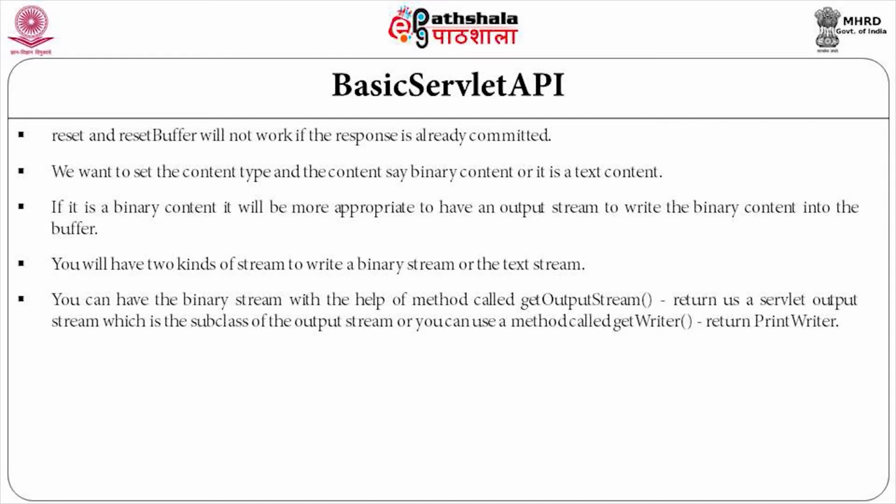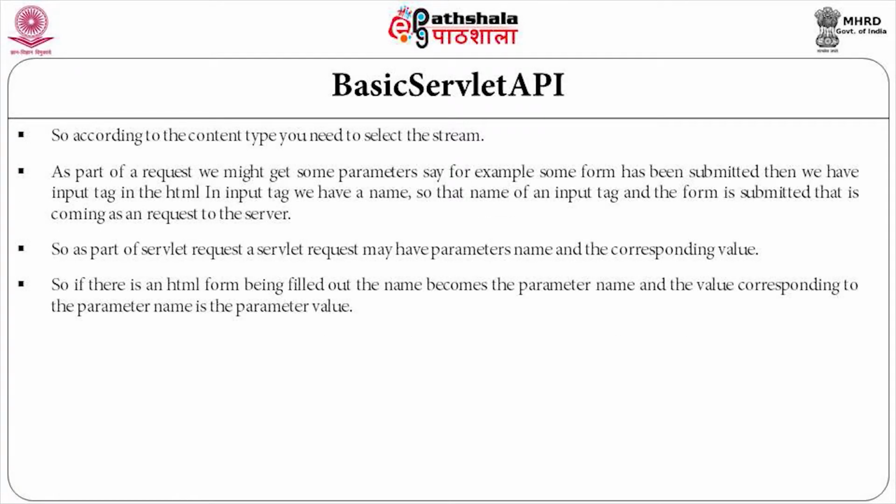So, according to the type of content which you would like to write, you select your stream and get your stream object using get output stream or get writer. Those are the methods available to give you a stream, and it is these streams that will be used for writing content into the buffer. So, that is most of the common methods which are used in the servlet response.